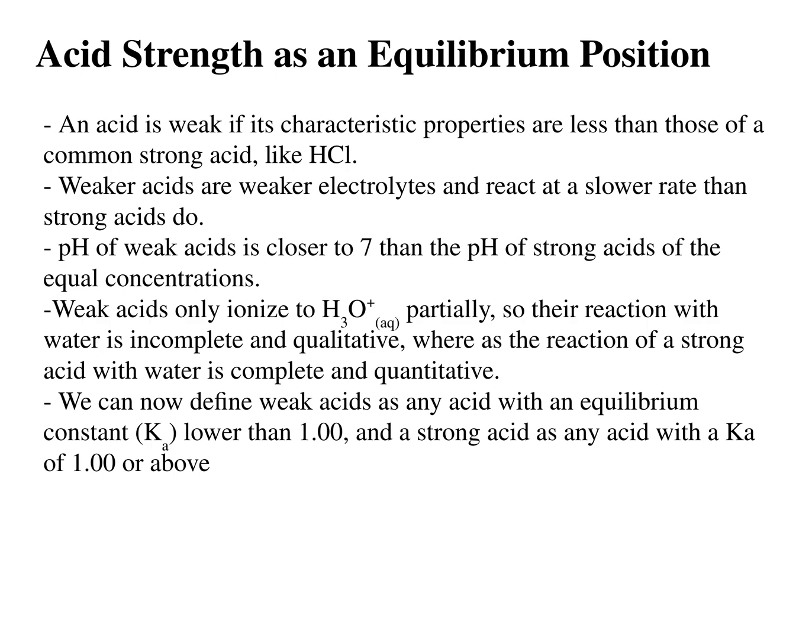So as a consequence of that, the properties of weak acids are lesser than the properties of strong acids. So weak acids are also weaker electrolytes than strong acids at the same concentration. They will react more slowly than a strong acid will. They will have more neutral pHs, so they trend towards a pH of 7. All of this is due simply to the partial ionization to hydronium ions of the weak acids.